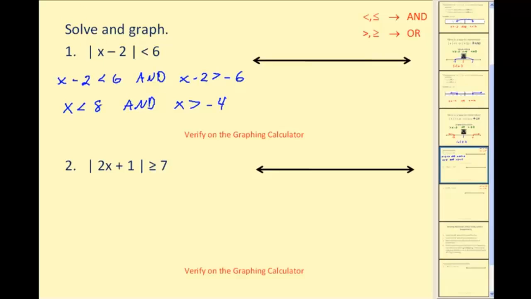So let's graph these two and look for the intersection. So let's first graph x less than 8. It would look something like this. And x has to be greater than negative 4. And that would look something like this.